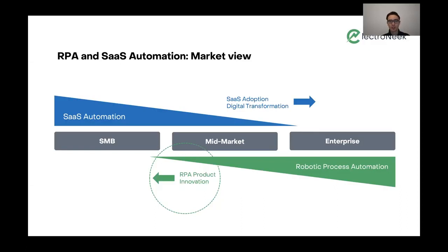One, greater SaaS adoption, and two, greater RPA adoption. And together, SaaS integration or automation and RPA, they can do pretty much anything. We're going to talk about that a bit later. So for our company, from this view, it was a no-brainer whether we should integrate with SaaS automation tools and connect the two worlds together.